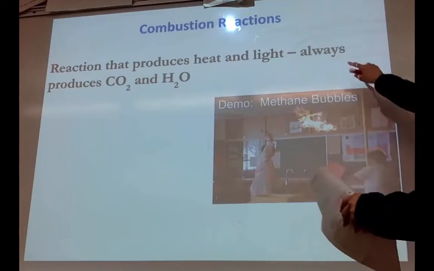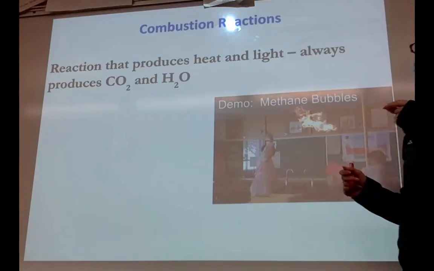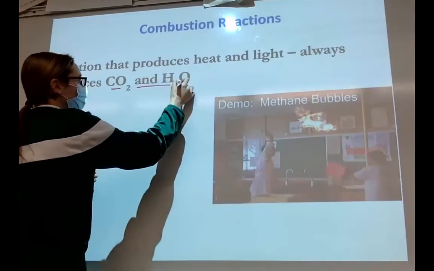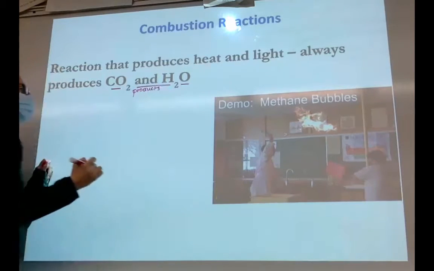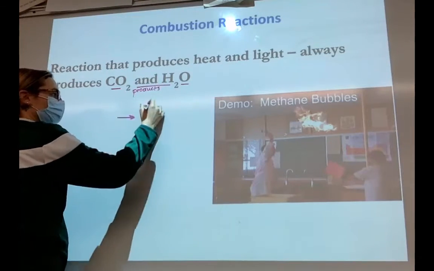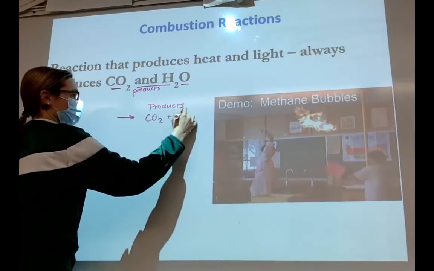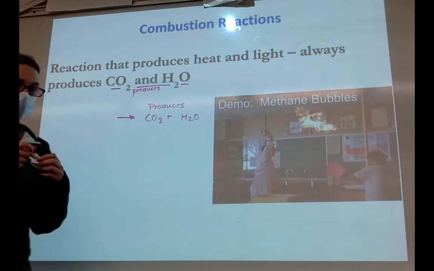Now, here's a way, if you're classifying chemical reactions, because of course, I'm going to ask you to classify chemical reactions. A way to tell that it's a combustion reaction is it always produces CO2 and H2O. These are always your products. Remember, your products are on the right of the arrow. The two things you're going to see to the right of the arrow are always CO2 and H2O, no matter what.